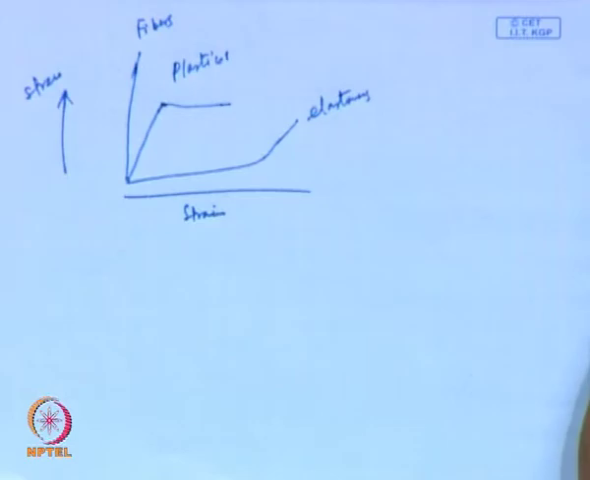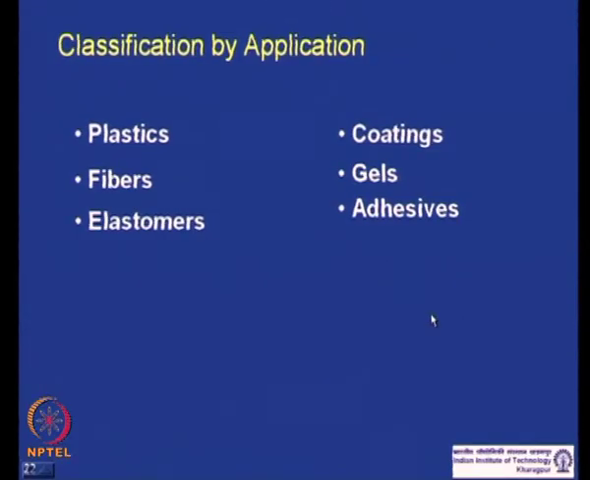Polymers, according to applications, can be named or classified as coatings, gels, additives, and so on. These are basically depending upon the applications where the polymer finds use.